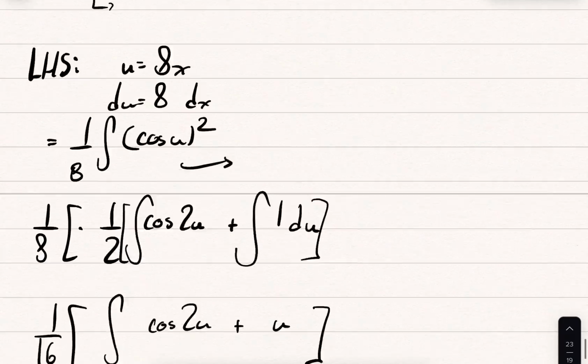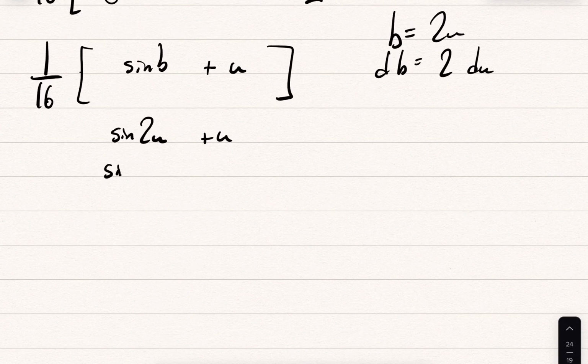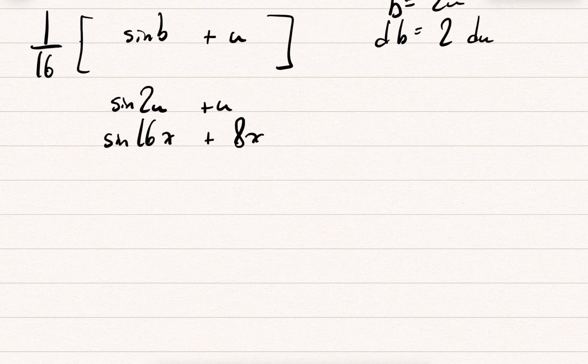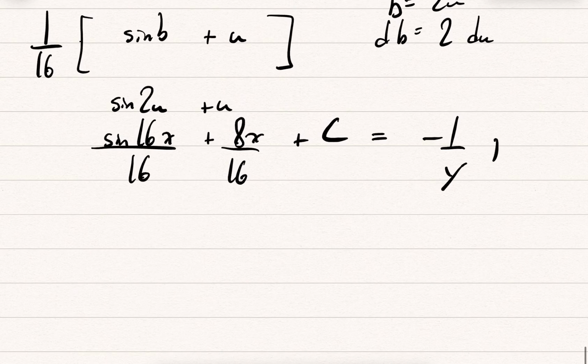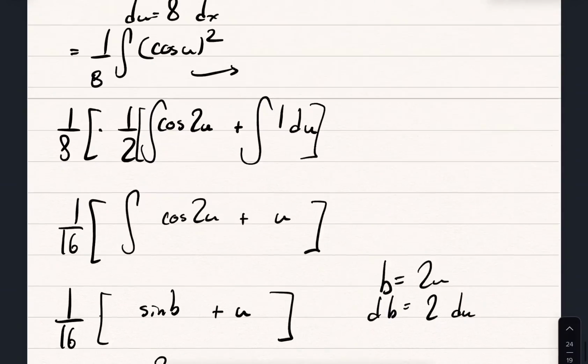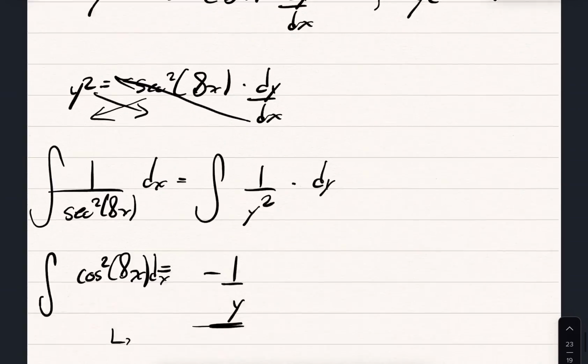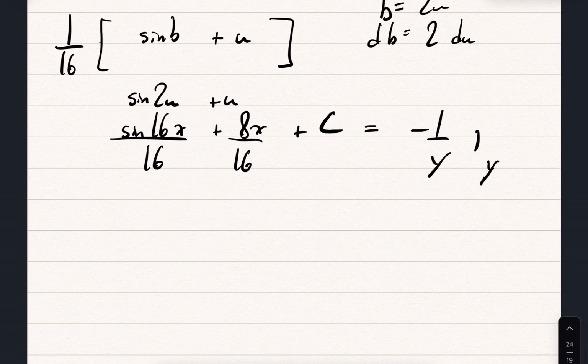What does u equal? u equals 8x. So I got sine 16x plus 8x, and this is over 16, plus c equals negative 1 over y. And we know our initial condition, y at 0 was 4. So the integral's done.